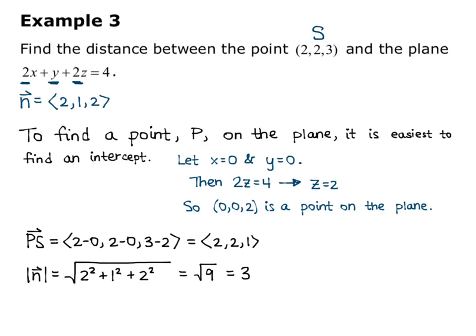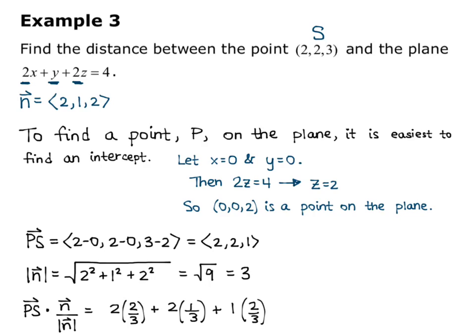And now I'm just going to plug in my numbers to the distance formula. So the distance is the absolute value of vector PS dotted with vector n divided by the magnitude of n. So we have 2 times 2/3 plus 2 times 1/3 plus 1 times 2/3. So we just multiply corresponding components together and add the results. So this is equal to 8/3.